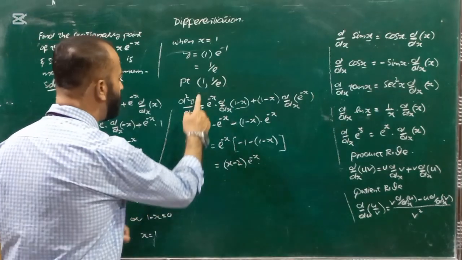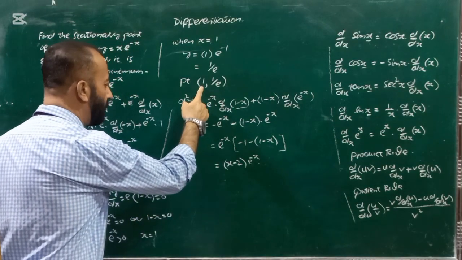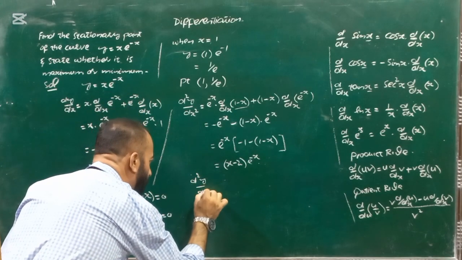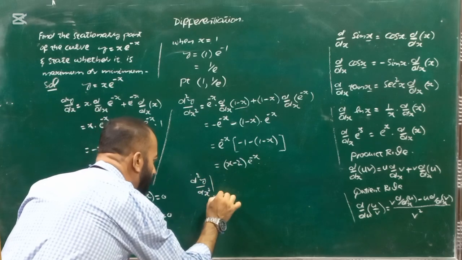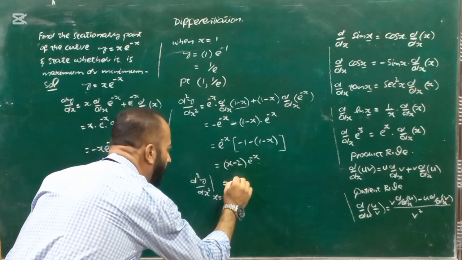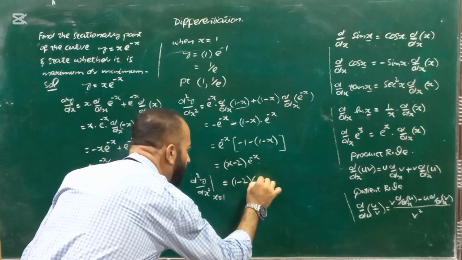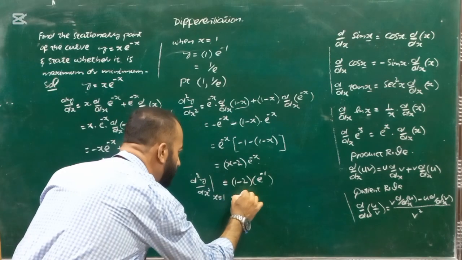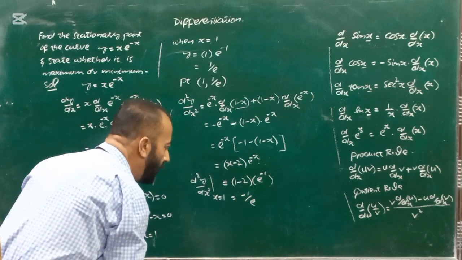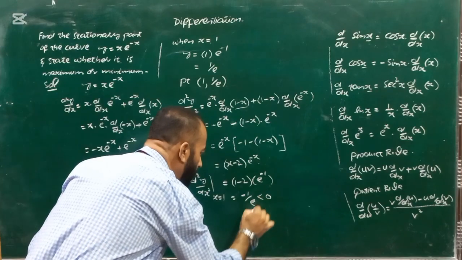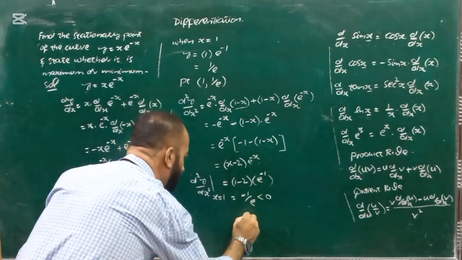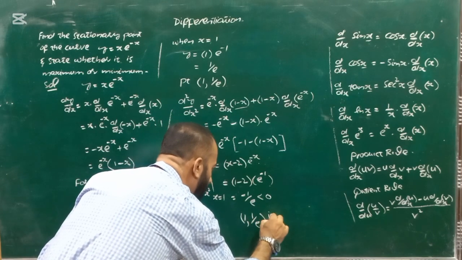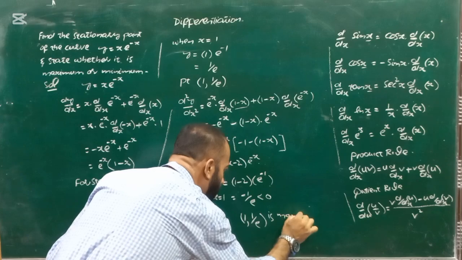So at this point we will put the value of x, that is 1, into this one. So d2y over dx square at x is equal to 1 will be 1 minus 2 into e raised to power minus 1. So it will become minus 1 over e, which is less than 0. So it means this point 1 comma 1 over e will be a maximum. So this is the solution.